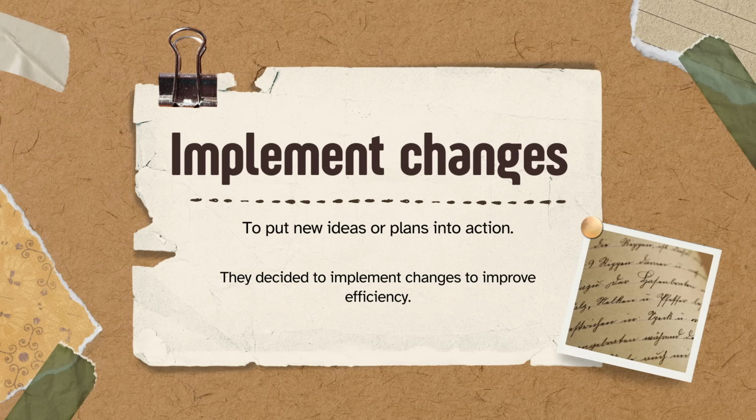Implement changes. To put new ideas or plans into action. So they decided to implement changes to improve efficiency, is the example. This means they introduced updates to make the processes work better or faster, probably maybe a work environment. They might have reorganized workflows, adopted new technology, or changed rules to reduce wasted time or resources. So, workflows. Have you ever had a weird workflow at work where things just don't work right or correctly? Maybe you have to revamp and reorganize the way that you do work and how things flow.